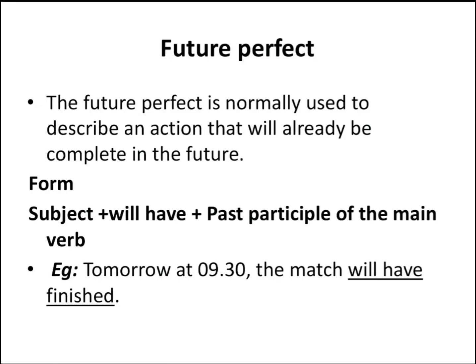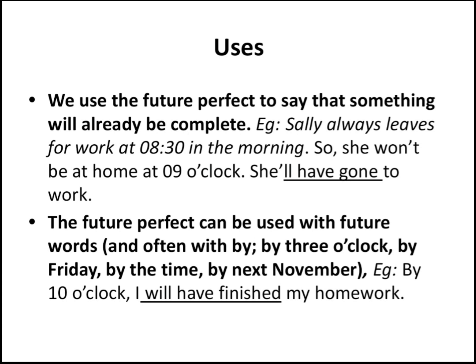The future perfect is normally used to describe an action that will already be complete in the future. The form is subject plus will have plus the past participle of the main verb. For example, tomorrow at 9:30 the match will have finished. Here are some uses of the future perfect.